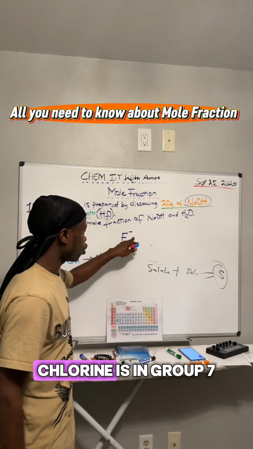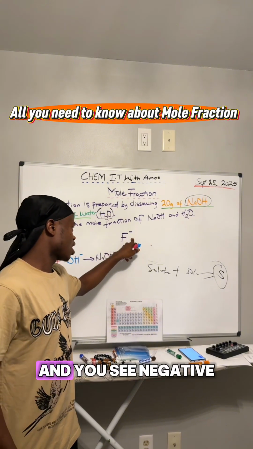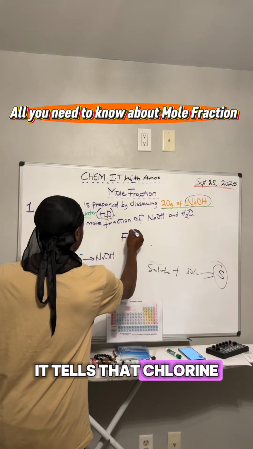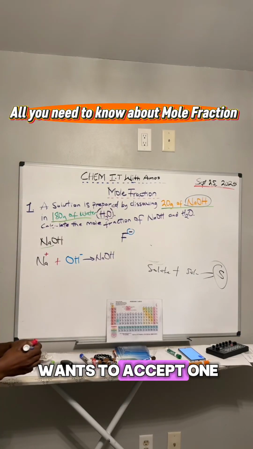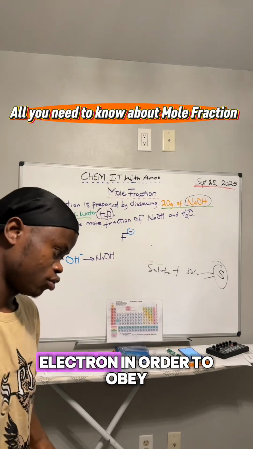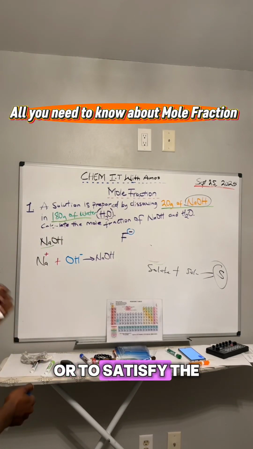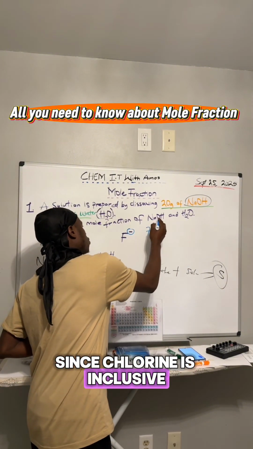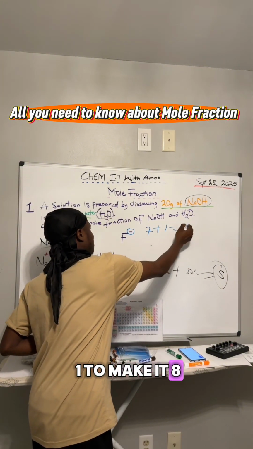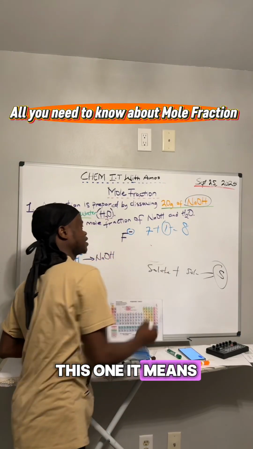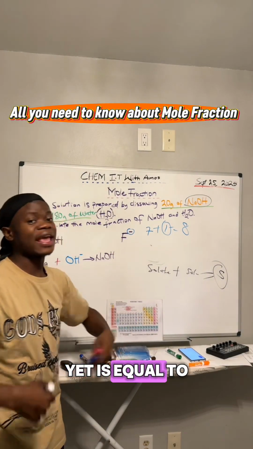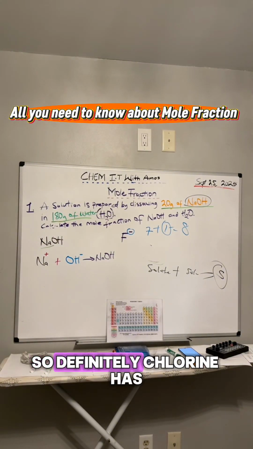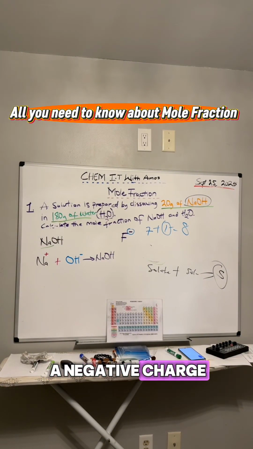Chlorine is in group 7, and when you see a negative charge right here, it tells you that chlorine wants to accept one electron in order to satisfy the octet rule. Since chlorine has 7, it needs 1 to make it 8, which means it becomes negative. It's equal to gaining or accepting. So definitely chlorine has a negative charge.